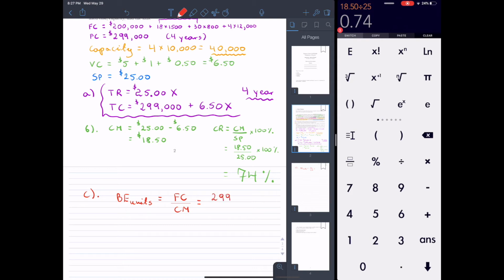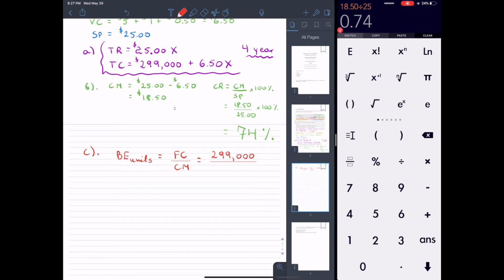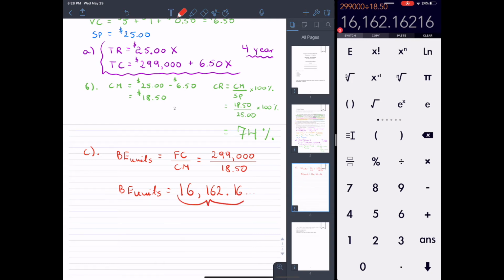So if I do that, let's just do it on the calculator here. And I obtain that my break even in units. So as you can see, it goes on, but of course I will round this off. Now this is number of units.